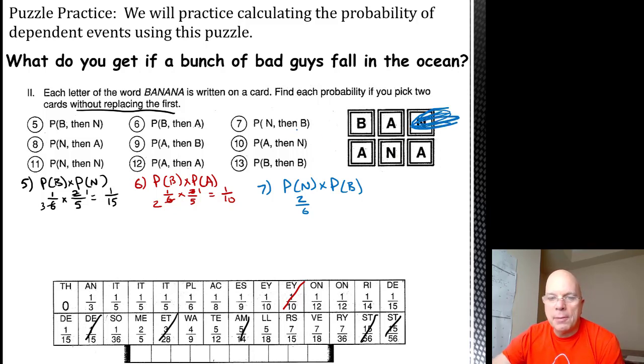And then the probability of getting a B after picking one of those N's, well, there's one B and there's 5 tiles to choose from. So 1/5. The 2/6 becomes 1/3, and you end up with 1/15 for the probability for number 7. 1/15 right there.